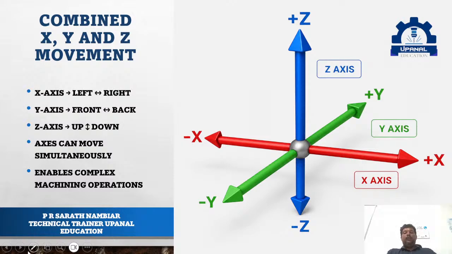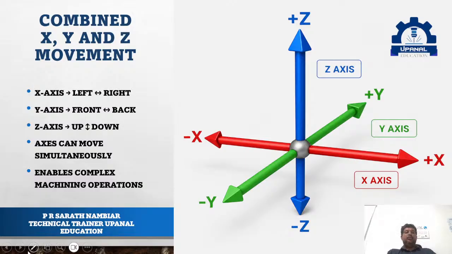So now we have learned the X, Y, and Z axis separately. However, in real CNC machines, these axes rarely work independently. Most machining operations require two or more axes to move together. Let's understand with a simple example. Imagine a drill bit positioned above the workpiece. To drill a hole at a particular location, the machine first needs to position the tool correctly.